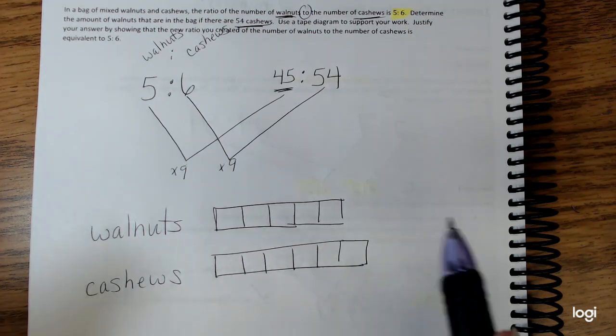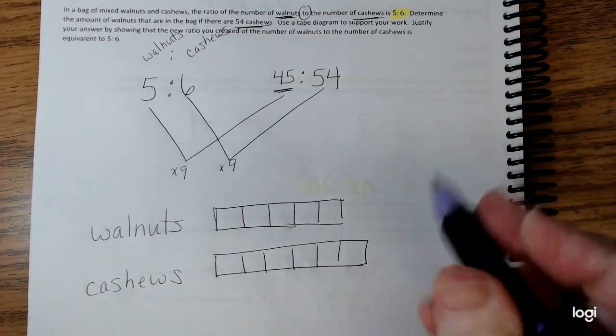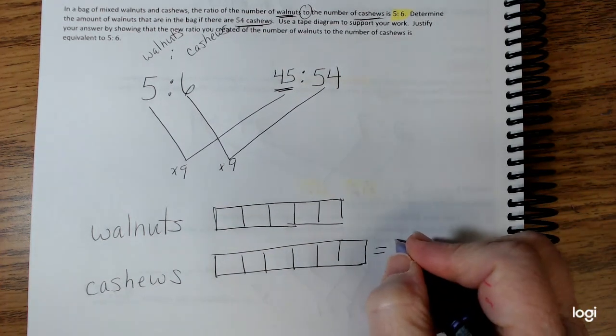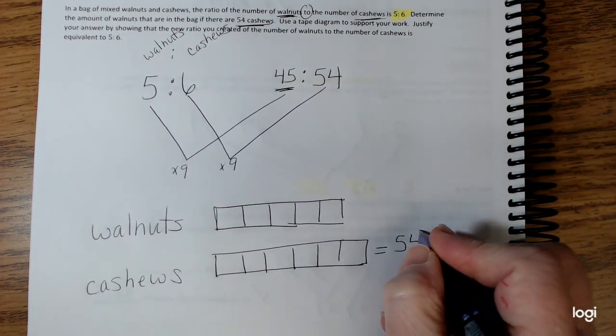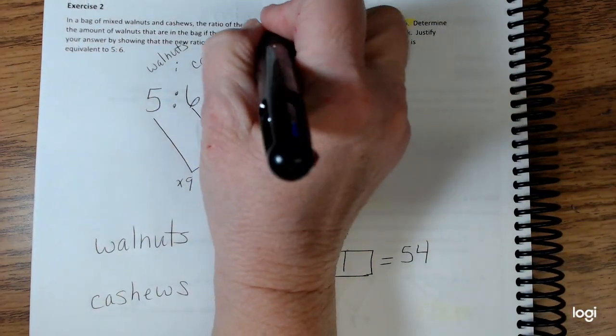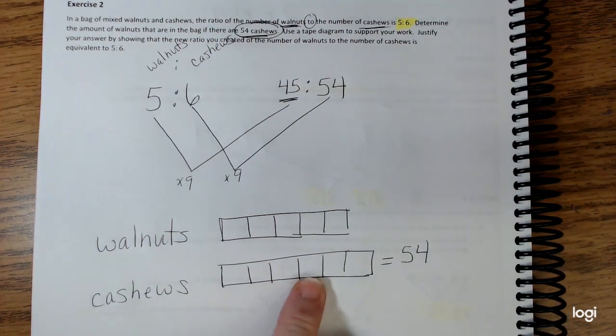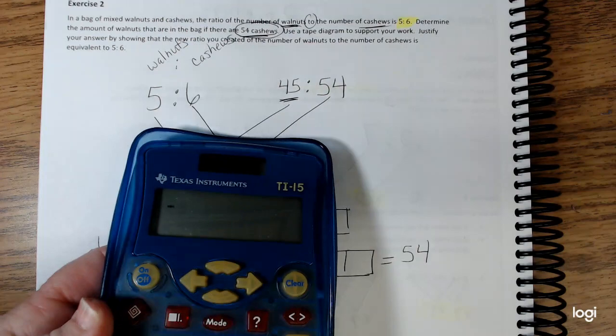Now if you remember, we originally found out that there were 54 cashews. So we knew that the cashews was equal to 54. How did I know that? Because it was listed right up here in my story problem. Now if I take 54 and I divide it into 1, 2, 3, 4, 5, 6 boxes, let's go ahead and check.